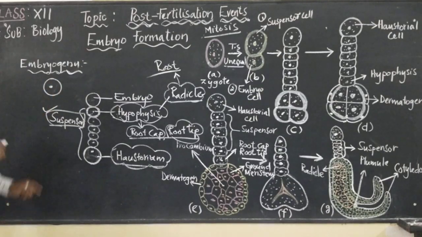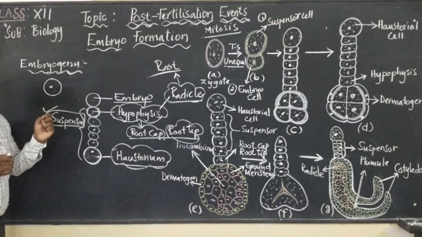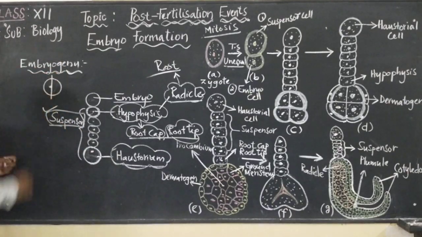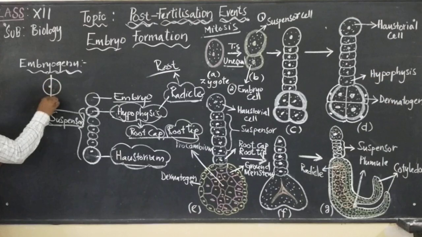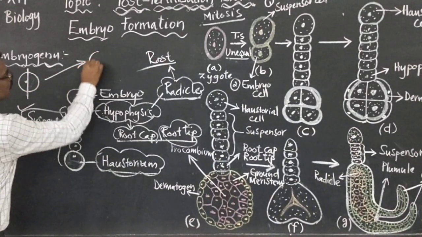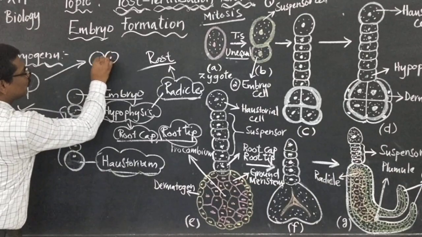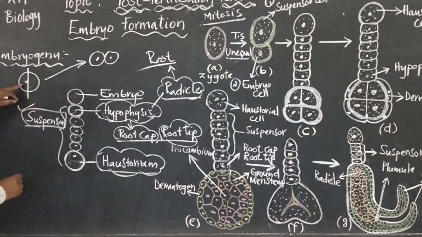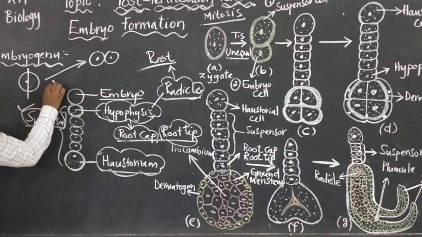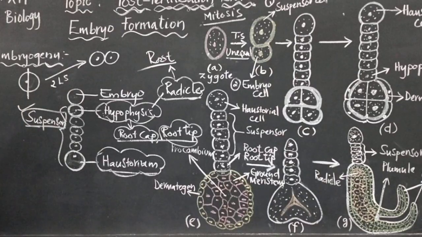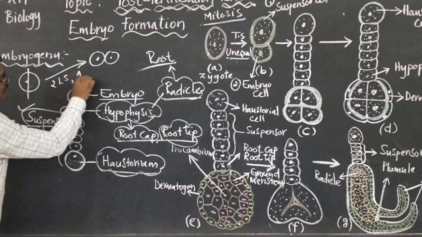It will be undergoing two longitudinal divisions. First division: when it undergoes one longitudinal division, it forms how many cells? Two cells are formed. Please remember, the embryo is undergoing two longitudinal divisions and one transverse division.